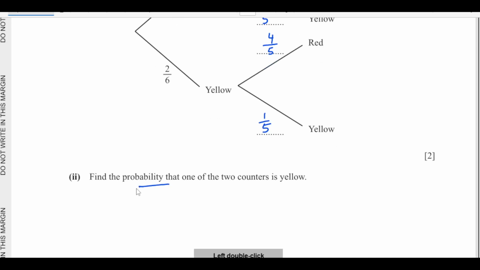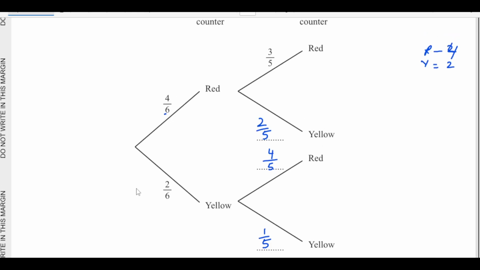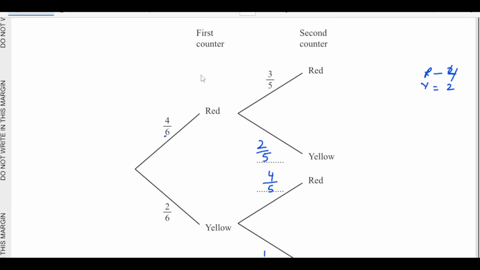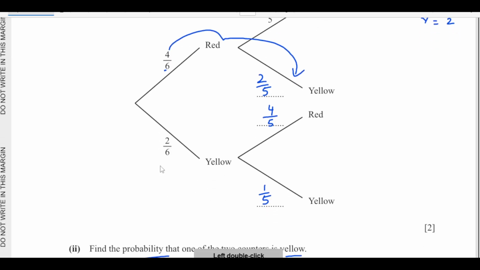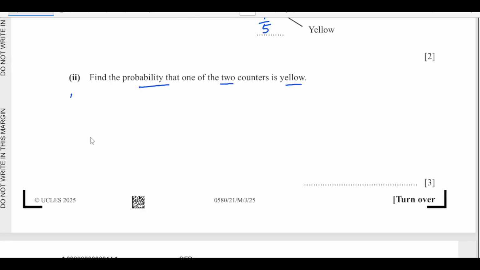Now find the probability that one of the 2 counters is yellow. So we are looking from the outcomes. This is the first outcome here, this is the second. So 1 should be red. If you go this way, this is red and red, but we will go this and this, right? Yellow. So one of them is yellow. So this is 4/6 times 2/5, and from here 1 yellow, you are going to go here and here. 1 should be red, not both yellows. So we multiply this now. It is 4/6 times 2/5 plus 2/6 times 4/5.